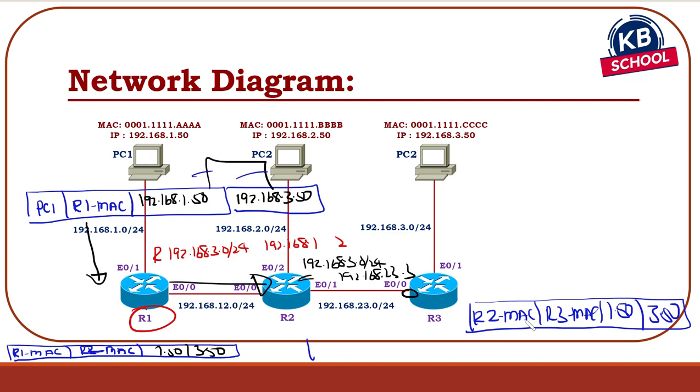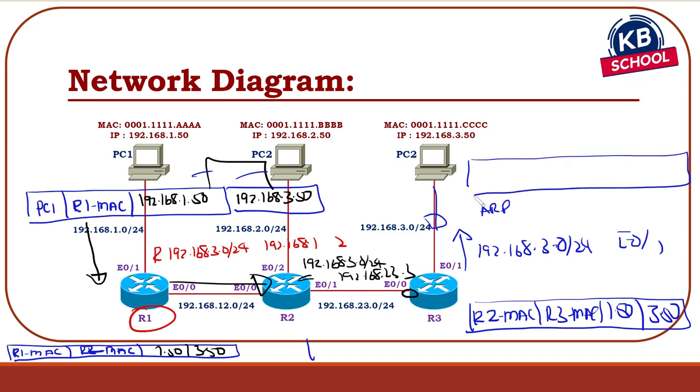R3 receives it. He strips the layer 2 off. He sees that 3.0 is directly connected on E01, so it knows it's over here somewhere. He sends an ARP for what? 3.50. He will respond back. Now on this last leg, the frame will look like this.